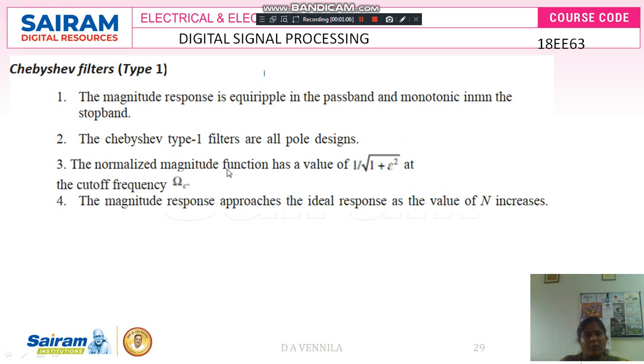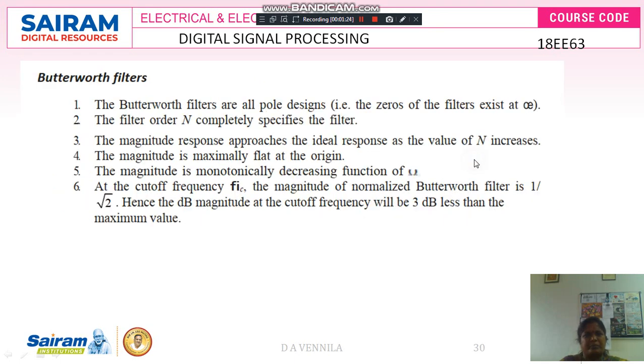And here the normalized magnitude function will be given by 1 divided by square root of 1 plus epsilon square at the cutoff frequency omega c. The magnitude response approaches the ideal response as the value of n increases. N is nothing but the order of the filter. And the next one is the Butterworth filter. The Butterworth filter is also an all-pole design, because both the Butterworth filter and the Chebyshev filter we are going to discuss for IIR filters.